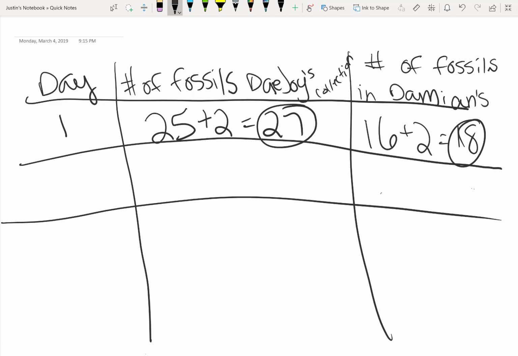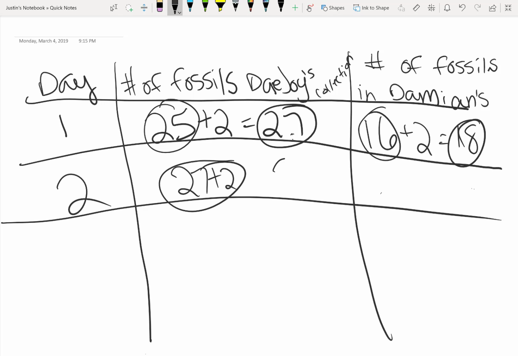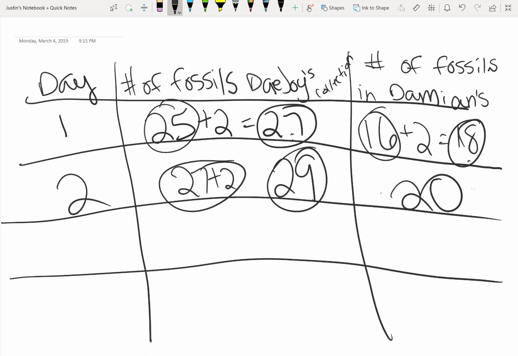Now you just add 2 to each one, because now this is just what they started with, these numbers. So for day 2 it would be 27 plus 2, and you don't have to write this part out. Just put the number there. It's 29. Alright, 18 plus 2, that'd be 20. And you just keep adding 2 for each day. Really easy. Then you'll answer B and C for that one. Very simple.